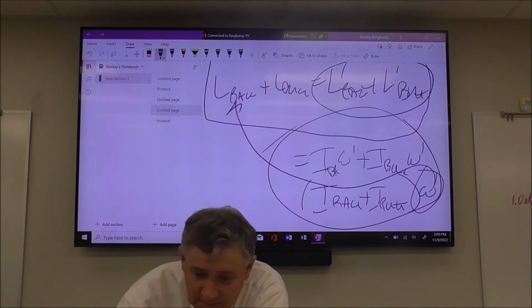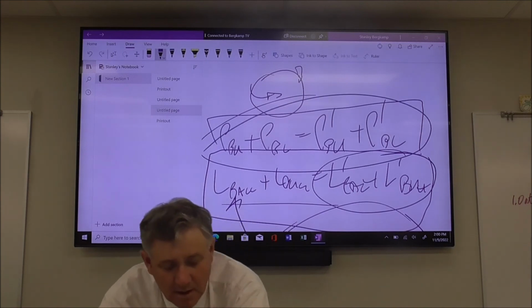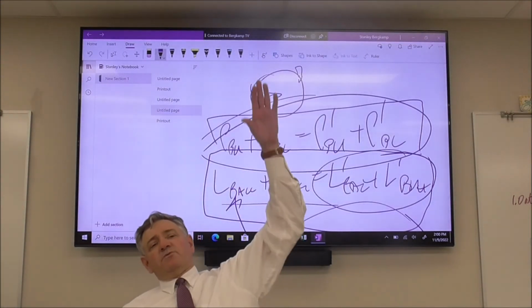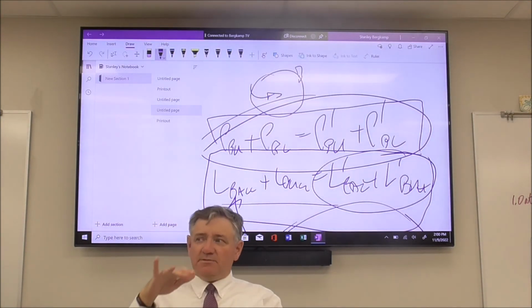Same thing is true with linear momentum. Remember that big problem where the ball hit the ground and bounced up? I promise you, that's going to be on there.